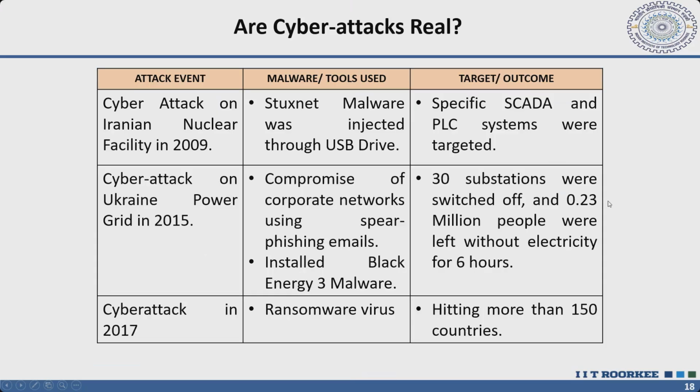Now, let us go to the types of attacks that were done in the past. The first attack, as you can see from the table, was done in 2009 on the Iranian nuclear system. It was done through a USB drive, and the malware detected was Stuxnet. It was injected through the USB drive, and the affected parties were SCADA and PLC systems. There was a shutdown of SCADA and PLC systems for more than 6 hours. It was reported.